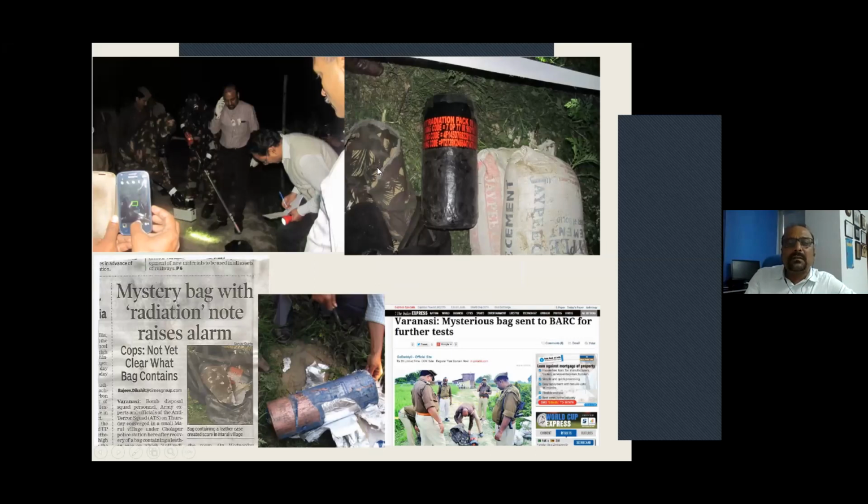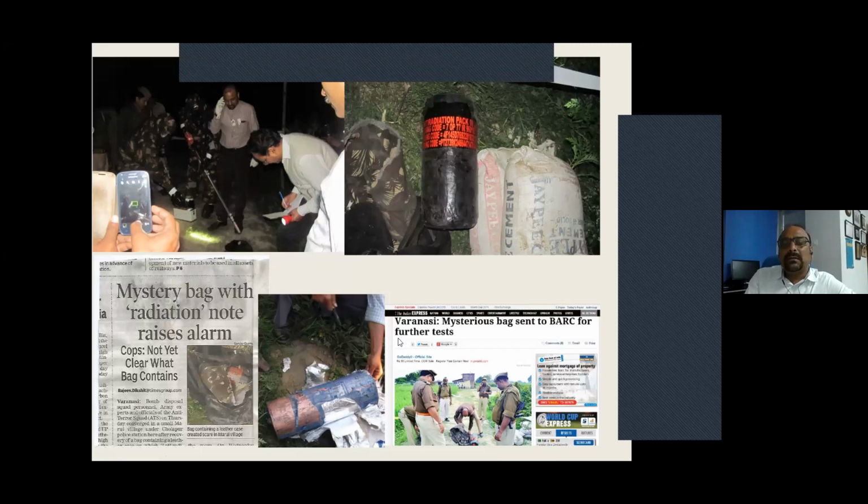So this is the operation which we carried out with the help of my colleague, Dr. Mandal. We helped the UP police in identifying a bomb-like item. This material was looking like a bomb and radiation was written on it. So we did a major operation, and finally we could open it, and then it was sent to BARC. It is a long story, a long operation. It took a lot of time.